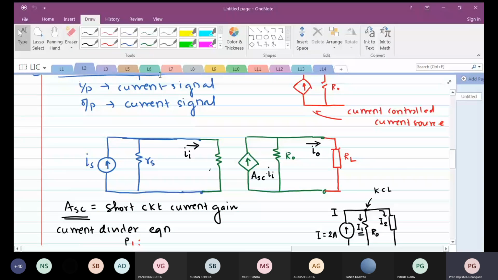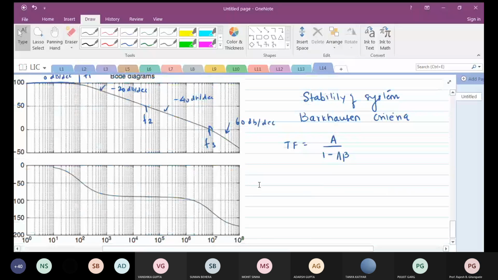But anyways, we have this as the transfer function. Do you remember this? We have done this, and we have said that since A is very large, my transfer function is going to be one by beta. This we have seen earlier. Yes, guys? Do you remember that?